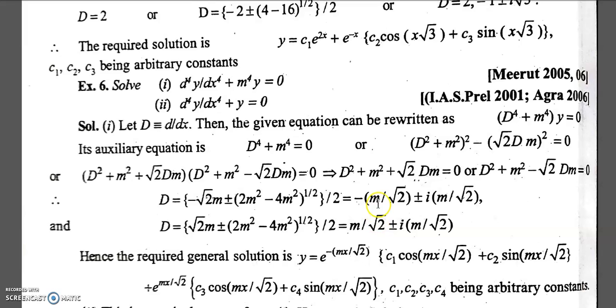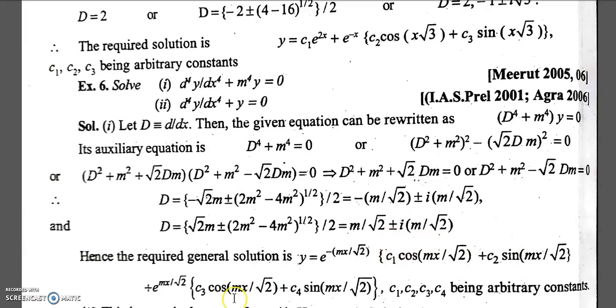Okay, so for the first pair you have to write e to the power minus mx by root 2, that is e to the power alpha x, right? So alpha is what? Minus m by root 2. So e to the power minus mx by root 2, and the other factor is c1 cos mx by root 2 plus c2 sin mx by root 2, right?